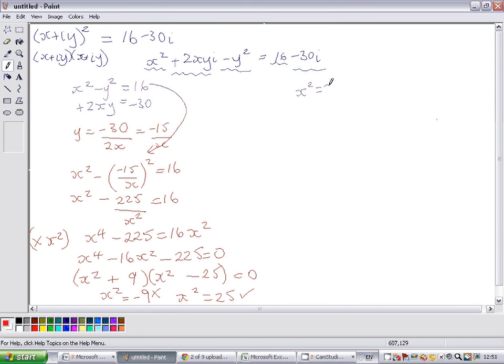Now, if x is 5, you can sub back easily into this expression here. Minus 15 divided by 5 is minus 3. So we know that one of the square roots is 5 minus 3i, x plus iy, and y is negative. Alternatively, if x is minus 5, sub it in here, y would be 3. And so the other square root would be minus 5 plus 3i. And you'll see that, like with ordinary real numbers, they are the negative of each other. And that always works out to be the case.